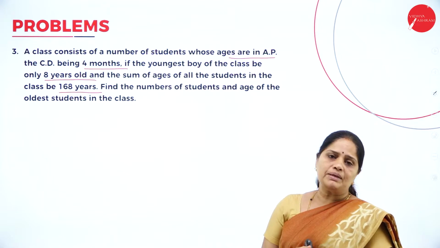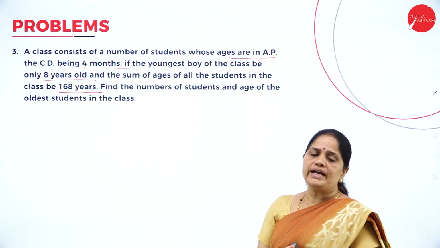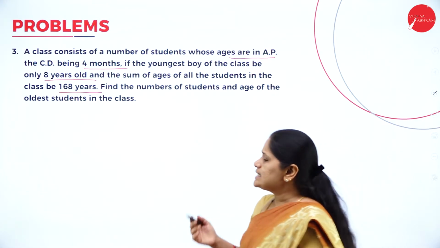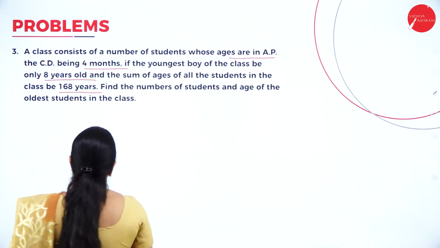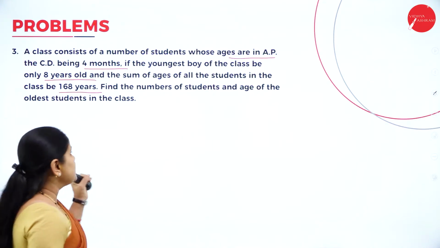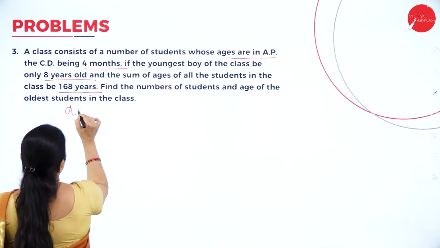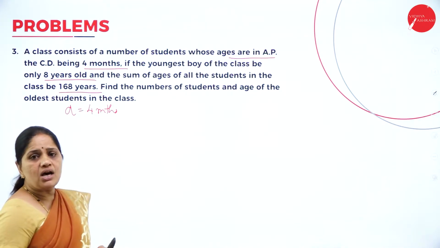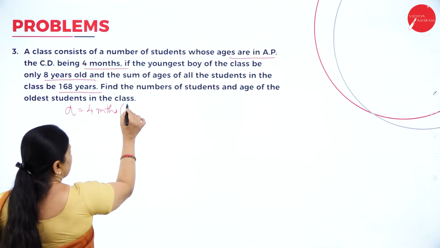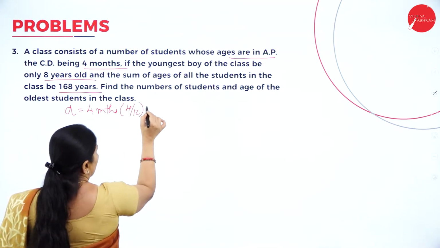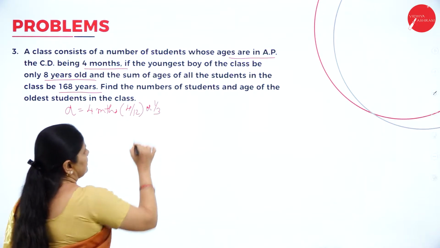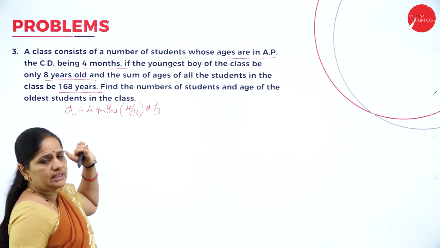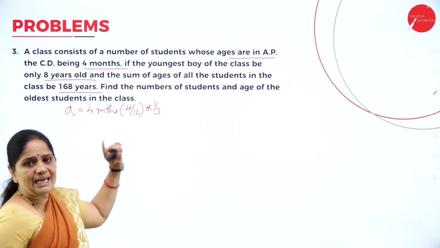So this is a problem on AP. So we have to find out what is A, what is D, what is N. So what is given here? First let us see here. So CD means common difference. So D is given. So D equals 4 months, or we can write it as 4 by 12 or 1 by 3. So 4 is divisible by 4 and 12 are divisible. So 4 ones are 4, 4 threes are 12. So D equals 1 by 3.